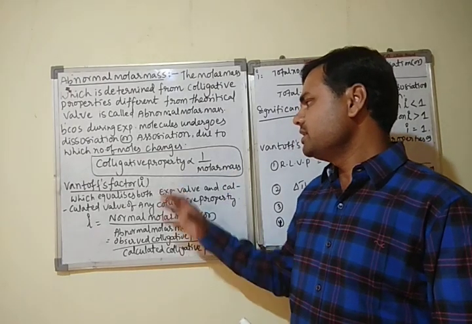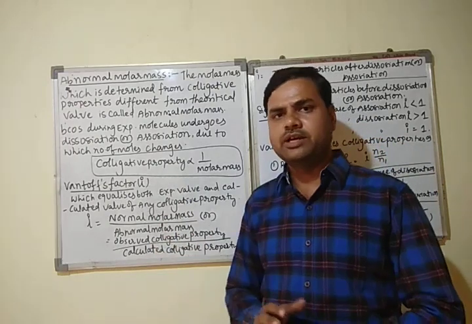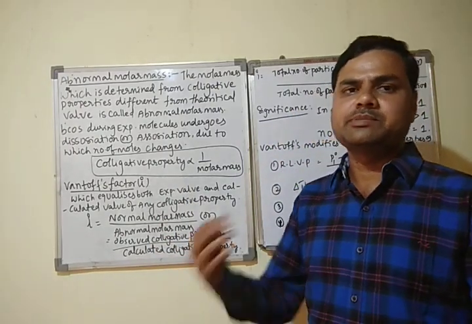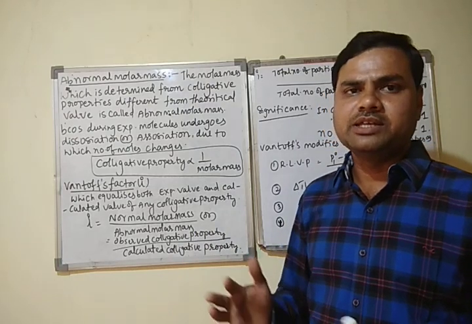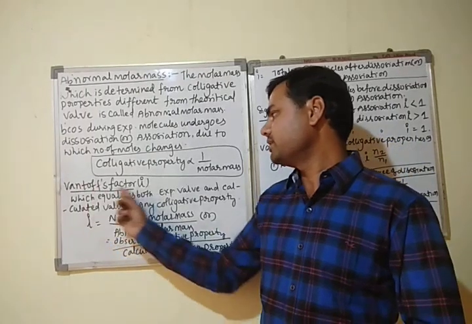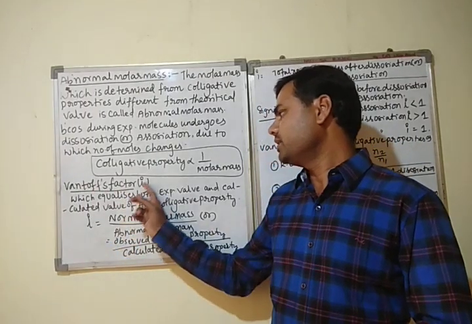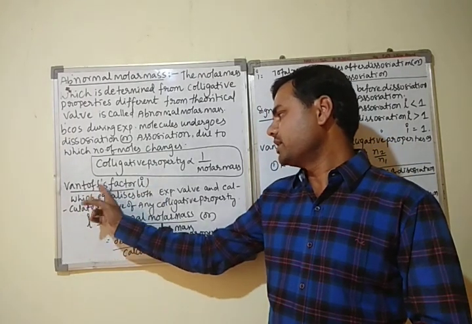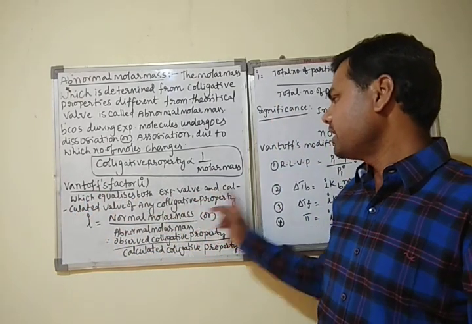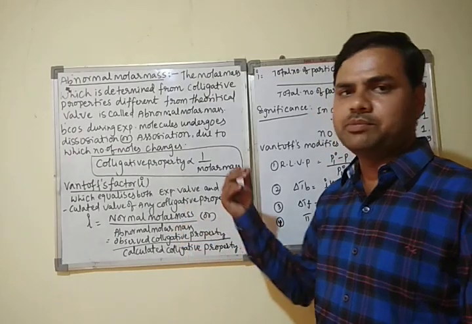Now see here, I told you the theoretical value and experimental value, that is theoretical molar mass and experimental molar mass, do not become equal. To equalize these two, Van't Hoff has introduced one factor. That factor is called what? It is denoted with i. What is this factor? The Van't Hoff factor is a factor which equalizes both the experimental and calculated value of any colligative property.